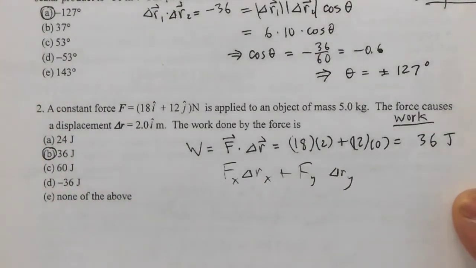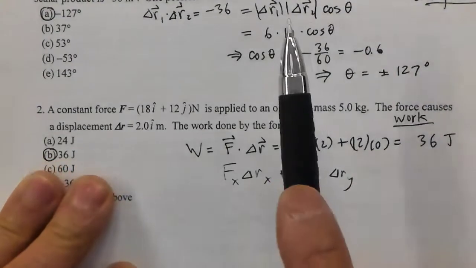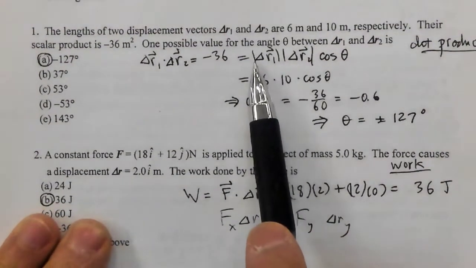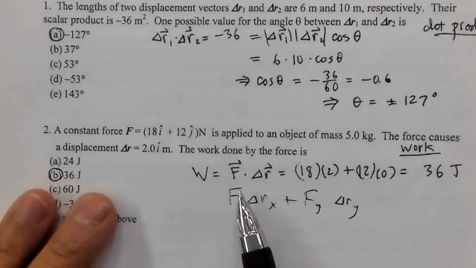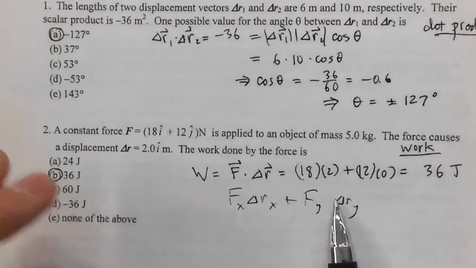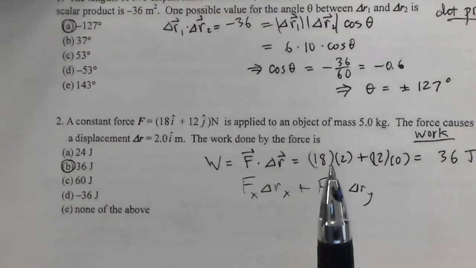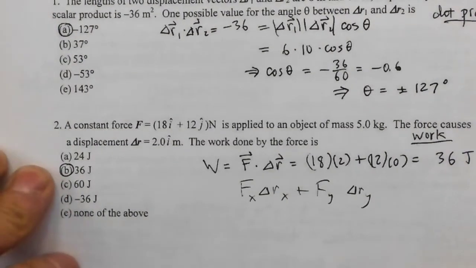So these dot products are pretty straightforward. There are two formulas. Either you have a formula with the magnitude of A times the magnitude of B times the cosine of the angle, or you have Ax times Bx plus Ay times By, and if there's a z, then Az times Bz. All right, let's go on.